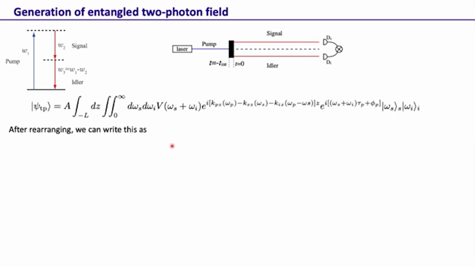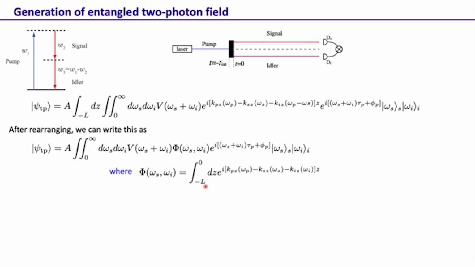Now let's rearrange it, and then we can write this as this. This is now just a double integral, and this integral over z we are just writing as this Φ, and this Φ is called the phase matching function. This is just rewriting this integral over here, and the integral over z, that is the length of the crystal, we are writing it as a phase matching function, and this term is z dependent, and so this just comes over here. This phase matching actually decides how efficient this down conversion process is. If the phase matching is close to 1, then this is a very efficient process. If the phase matching is small, then that reduces the efficiency of down conversion.